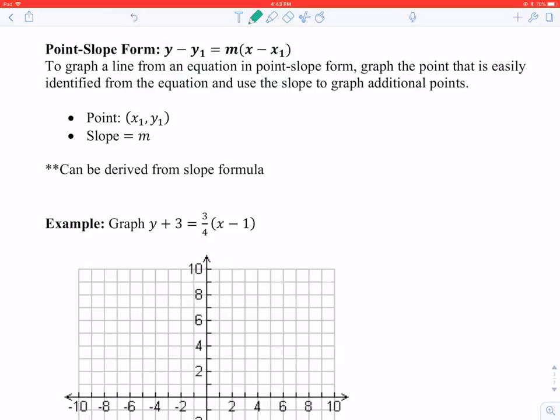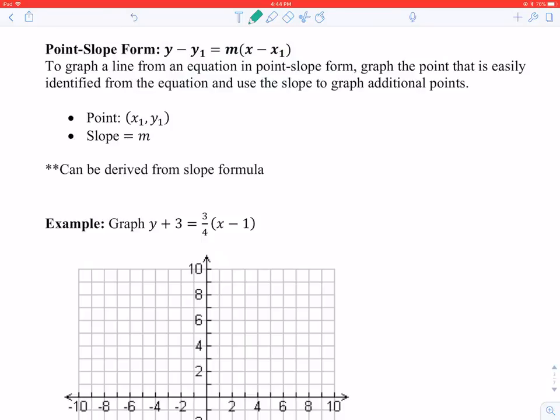So point-slope form is also, it's in the name, what we're able to easily identify about the line. We can identify a point, not necessarily the y-intercept, but a point that the line passes through, and then also the slope. And in identifying the point, you need to be careful. Notice that x minus x sub 1, so x sub 1 is the x coordinate for the point that you're able to identify.